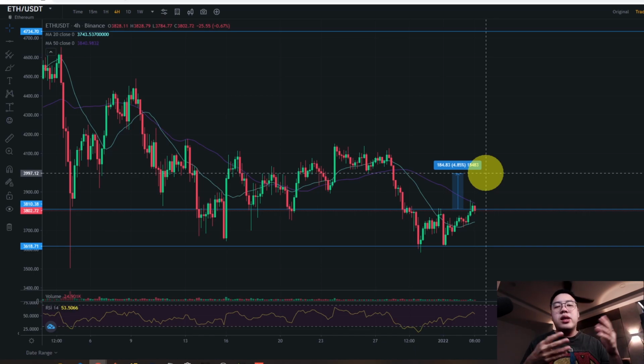So as a summary, usually what I do is I look at the weekly chart to see where the overall trend is heading. Then I zoom into the daily chart to see whether or not it has the momentum to go up or down. Okay, and then I look at the 4-hour chart to enter at a better entry price.